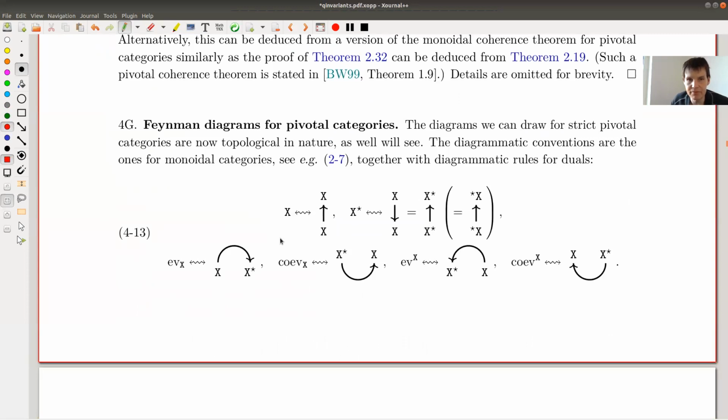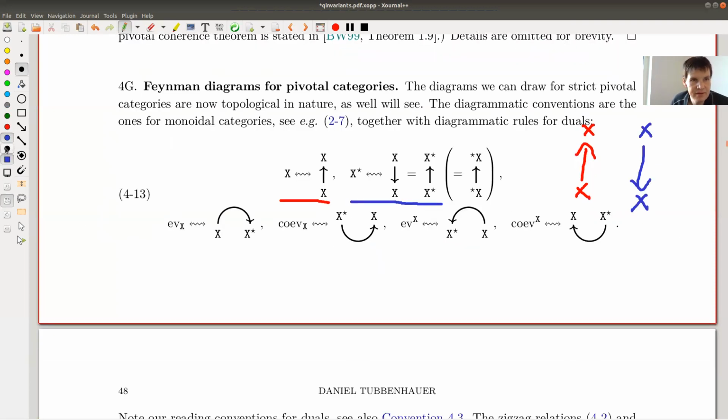I will draw the following pictures. I have identities on X, and I will draw identities on X as a string pointing upwards. I have identities on X dual, and I will draw them as a string labeled X now, pointing downwards. So X dual is the one pointing downwards. Keep in mind, we're in a pivotal setup, so no distinction between left and right dual. So I can just say the dual points downwards and the original object points upwards.